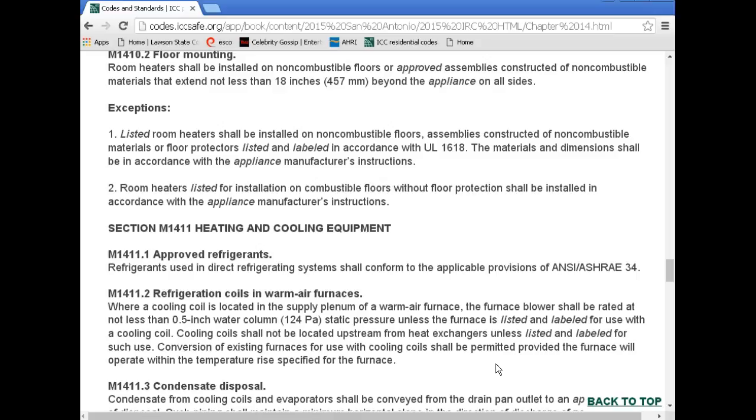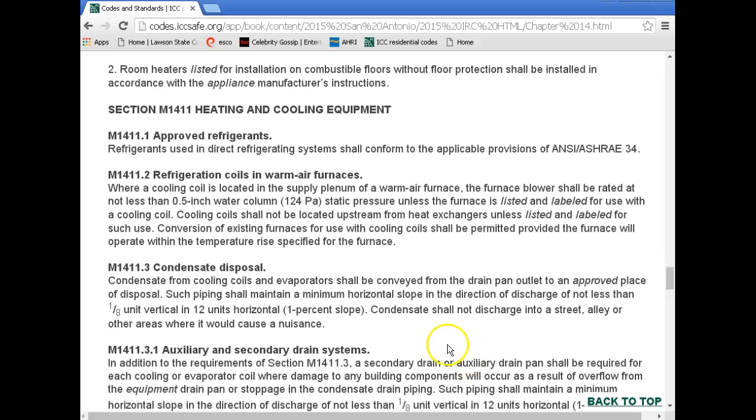What about condensate disposal? 14.11.3. All right. So here is our condensate, and this is not from our AC. This is from a furnace that has condensation, a 90 plus. Direction of not less than 1/8 of a unit in vertical and 1/8, in 12 units. So for every foot of run, we want 1/8 of an inch. Okay.